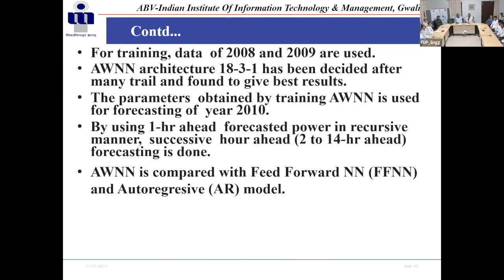So here is the adaptive neural network. I'll just say why this neural network: it is nothing but a black box. It is just like a mapping. Here you are giving the input and output.